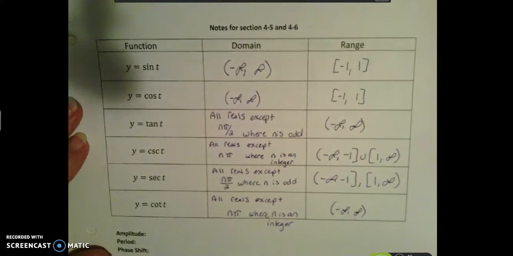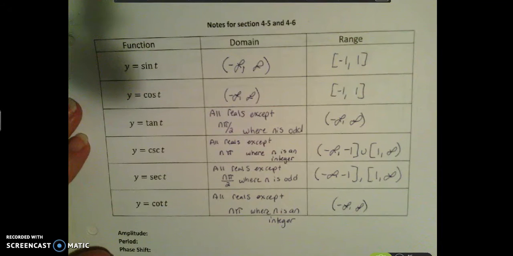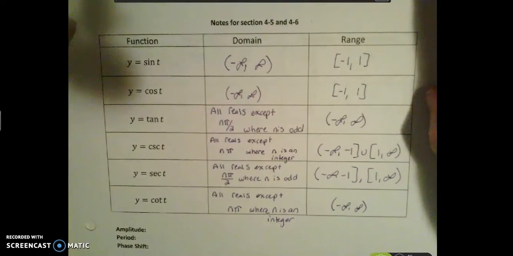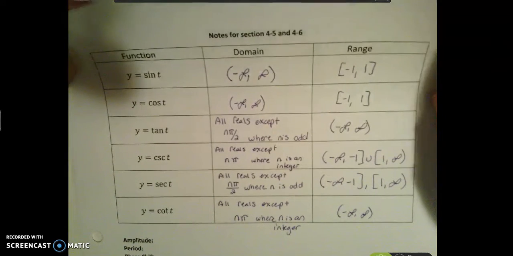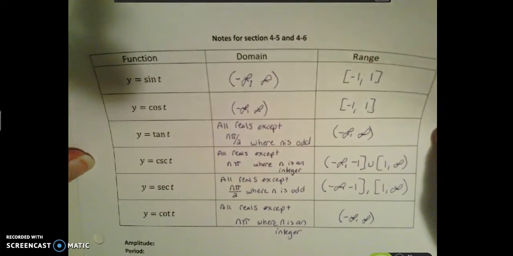Alright, so we looked at the graphs. Now we're going to look at the domains and ranges of these curves. So the sine curve, we talked about this the other day, has a domain of negative infinity to positive infinity, and the range is from -1 to +1 inclusive.